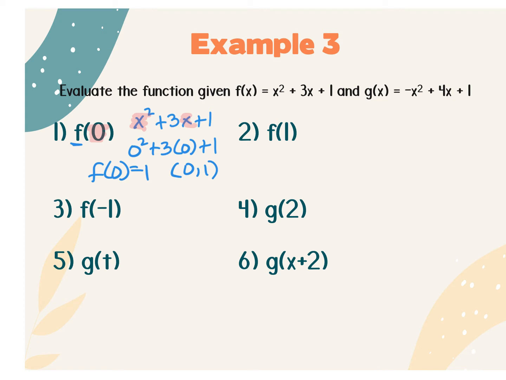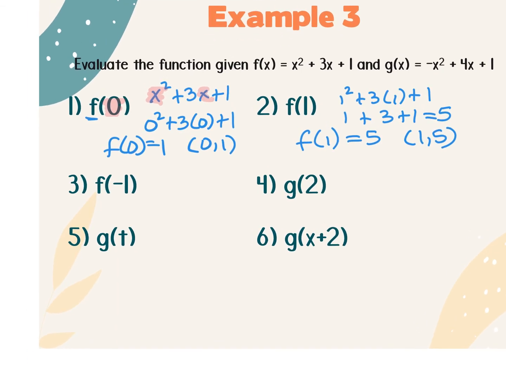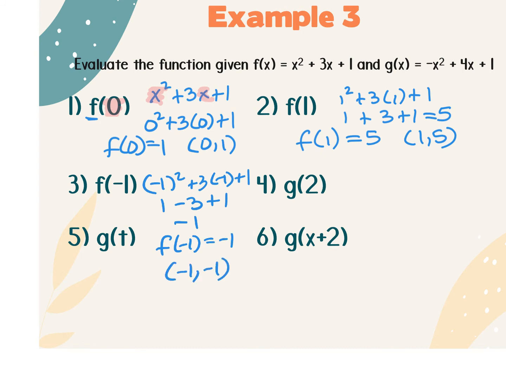Going to do the same thing on number 2. I'm still using the f of x function, but this time I'm going to plug in a 1. So 1 squared plus 3 times 1 plus 1. 1 squared is 1. 3 times 1 is 3. 1 plus 3 plus 1 gives me 5. So my answer here, f of 1 is equal to 5, written as an ordered pair, 1, 5. Next one, same thing. We're going to replace x in the f of x equation with a negative 1. So negative 1 squared plus 3 times negative 1 plus 1. Negative 1 squared is positive 1. 3 times negative 1 is negative 3. And then plus 1 gives me negative 1. So f of negative 1 is equal to negative 1, again written as an ordered pair, negative 1, negative 1.